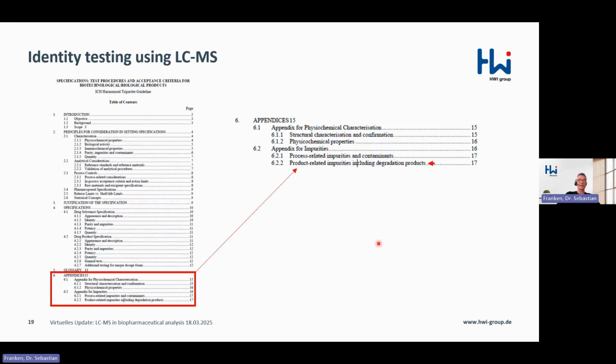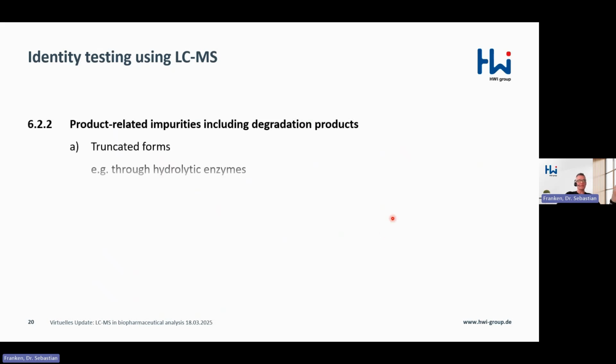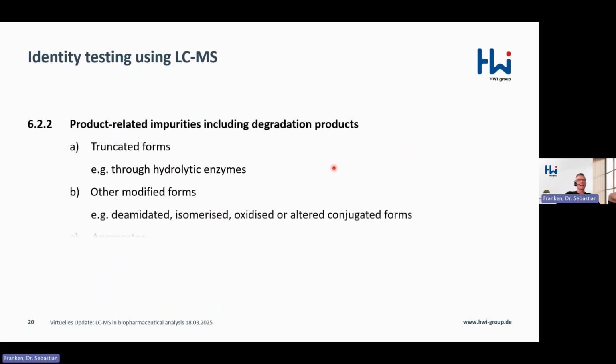And I said it already, we have process-related and product-related impurities. Product-related impurities are mainly degradation products. This could be truncated forms, for example, because you have hydrolytic enzyme activity in your sample that comes from your host cells, for example, then you have truncated forms and other modified forms. Oxidation can take place, isomerization, deamidation, or other conjugated forms that you have to check for. And of course, aggregates are possible because proteins, as I said before, tend to aggregate.